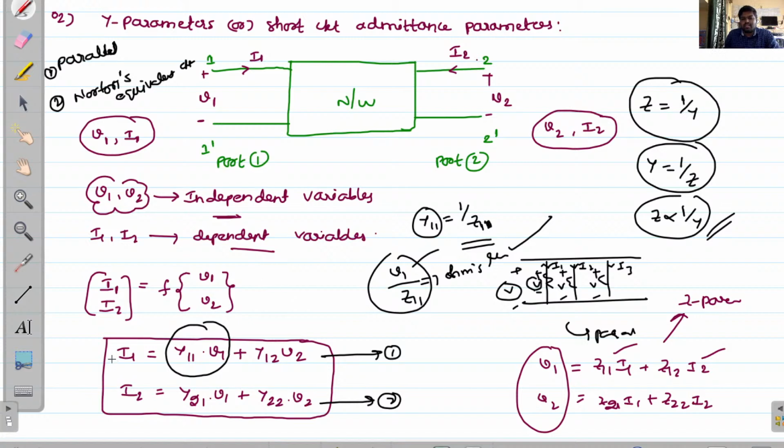So here the I1 value depends on the V1 value as well as the V2 value. That's why we call them dependent variables. And when you observe, V1 and V2 are independent according to this expression, okay? So the left side variable should depend on the right side variables, okay? So this is about Y parameters, and these are the equations. Now you can take this expression and write it in matrix format.